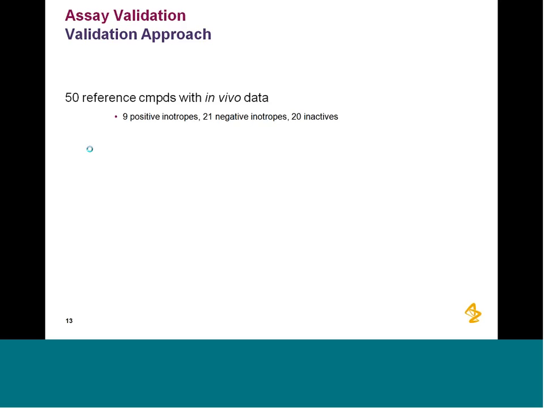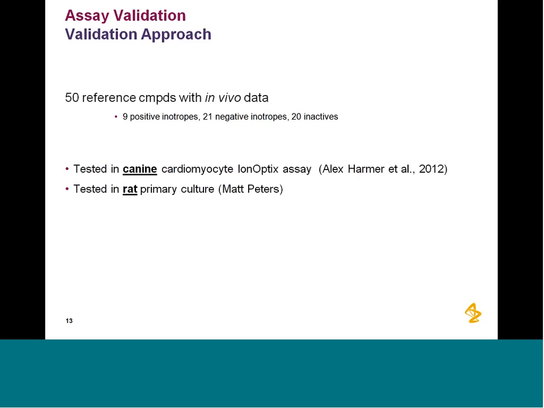So we picked these compounds with in vivo data. Most of it's clinical, but some of it is AstraZeneca development compounds. And we used the same 50 compounds that had been used by Alex Harmer as he validated his ion optics assay. And for that, he had used canine adult cardiomyocytes. So then we repeated with rat primary cultures. I'll show you some of that data. And Xiaoyu at ACEA used the same 50 in human iPS cells.